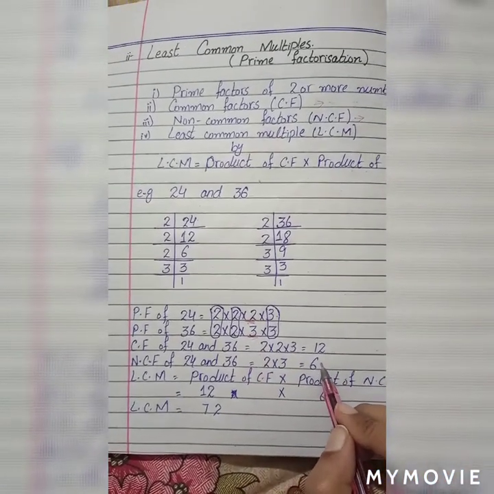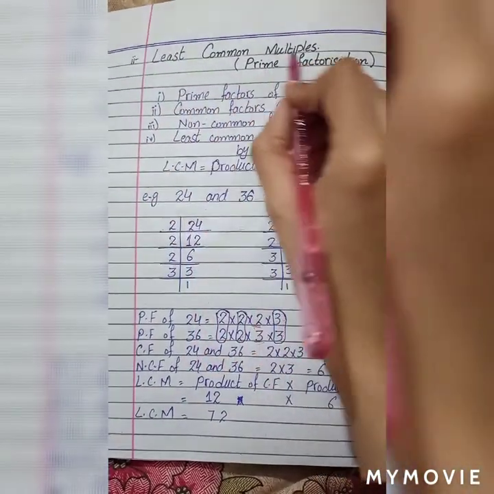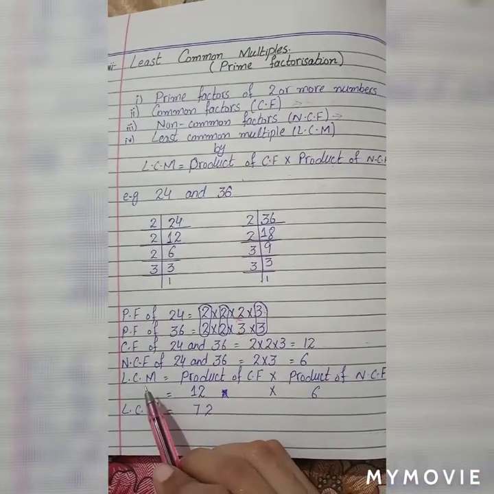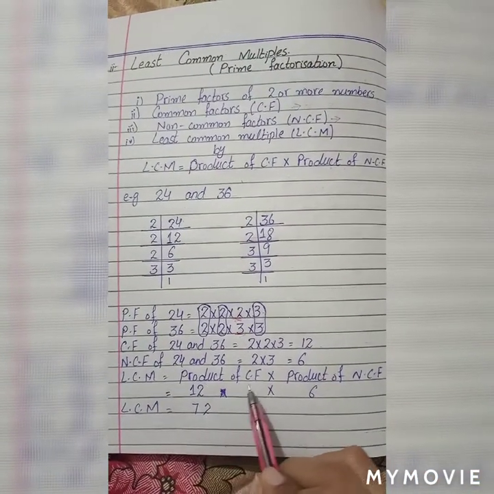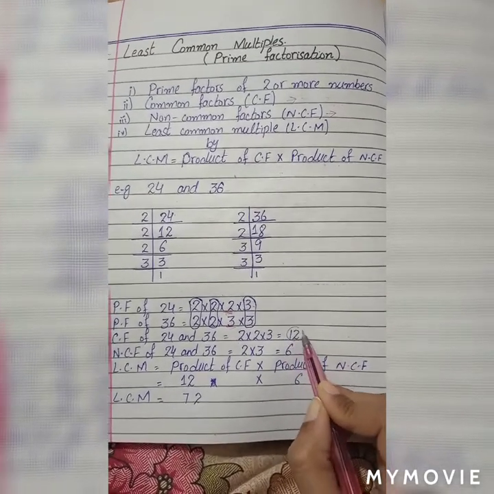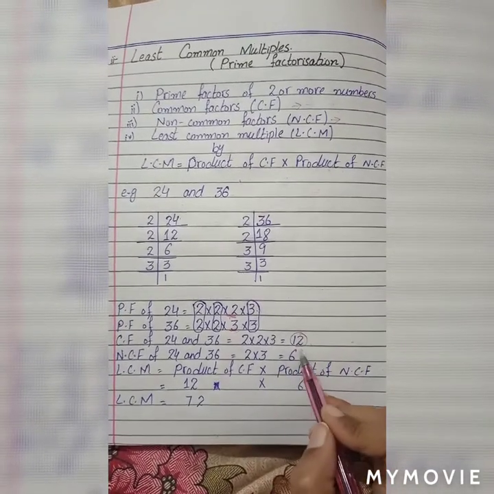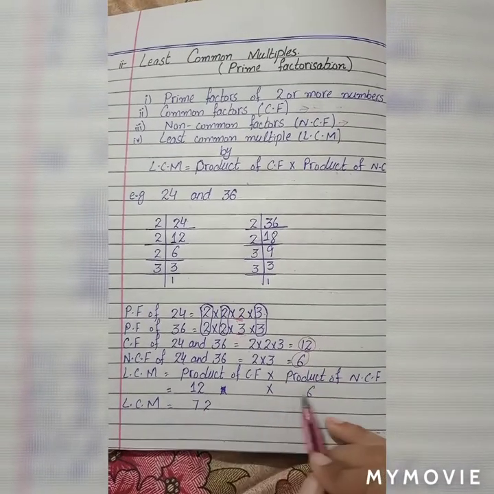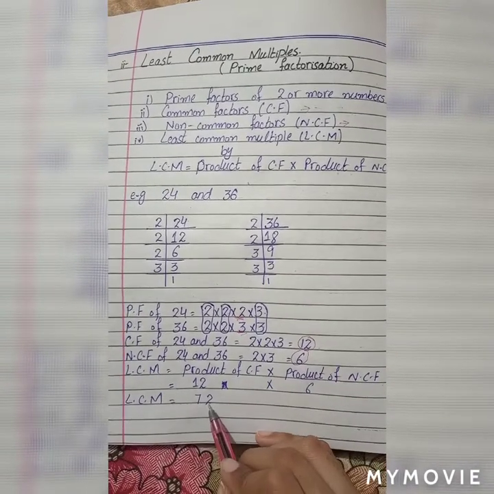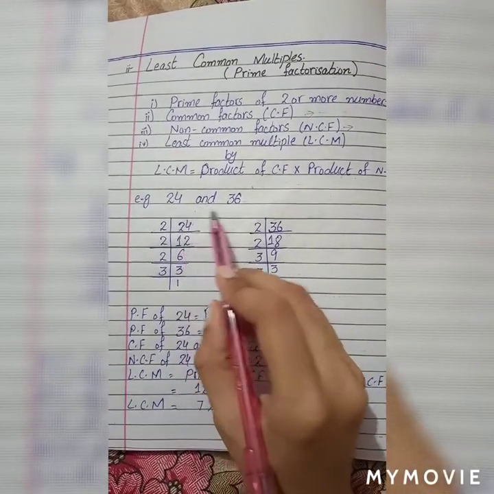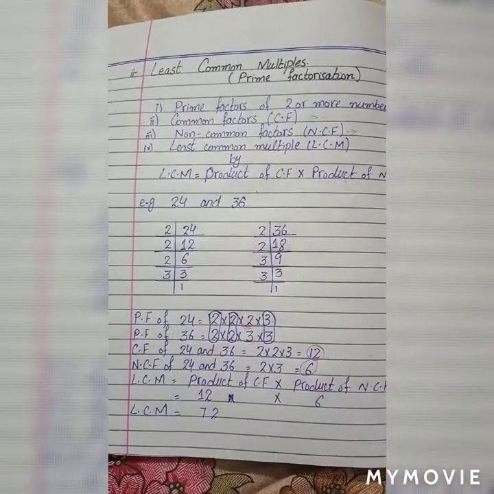As we are finding the least common multiple, the formula is the product of common factors multiplied by the product of non-common factors. 12 multiplied by 6 gives us 72 as the LCM of 24 and 36.